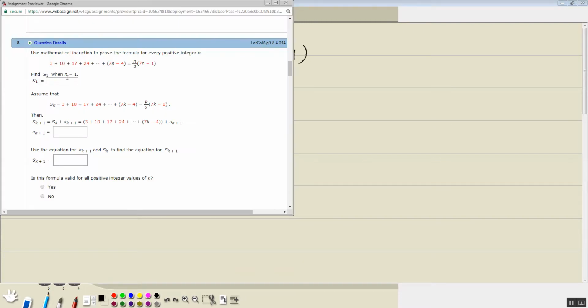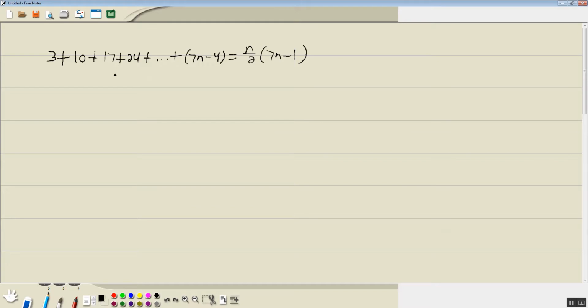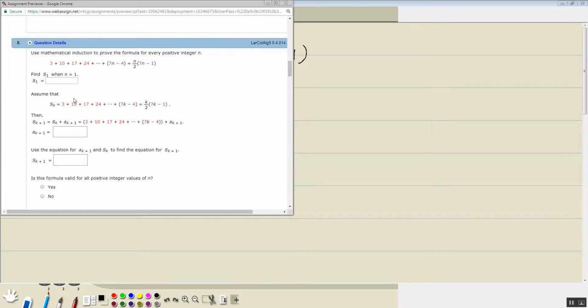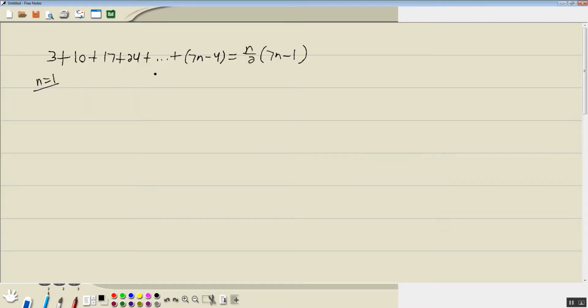Now it says find s sub 1 when n is equal to 1. So this is where you're checking it when n is equal to 1. Well, find s sub 1. So we plug 1 in over here. So we got 1/2. Then 7 times 1 minus 1. 7 times 1 is 7 minus 1 is 6. And 1/2 times 6 is 3. So that checks. That's our first entry over here.